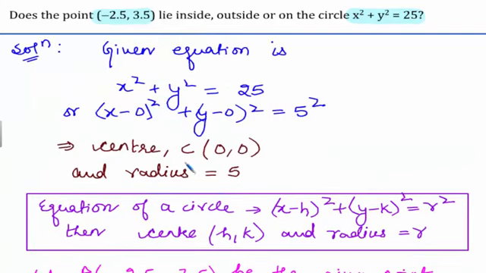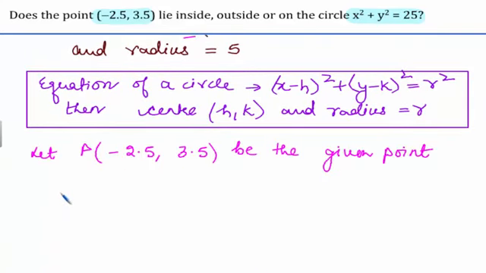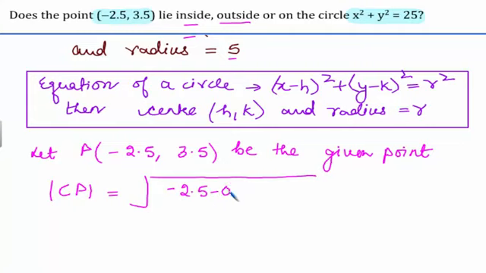Now we will find the distance of point C and point P. If this distance is less than the radius, then the point will lie inside. If it is greater than the radius, then the point will lie outside. And if the distance is equal to 5, then it will lie on the circle. So first let us find CP with the help of the distance formula, which is square root of (minus 2.5 minus 0) whole square plus (3.5 minus 0) whole square.